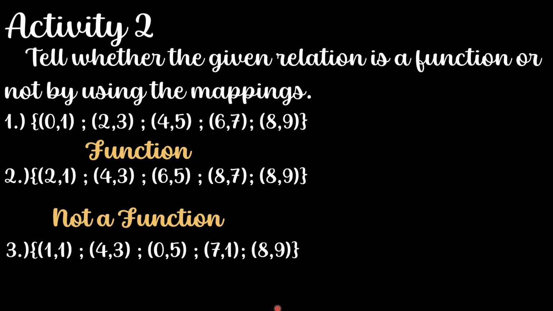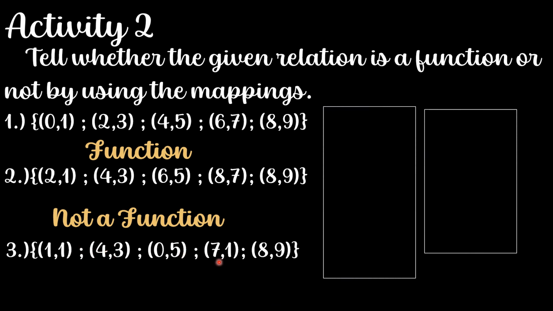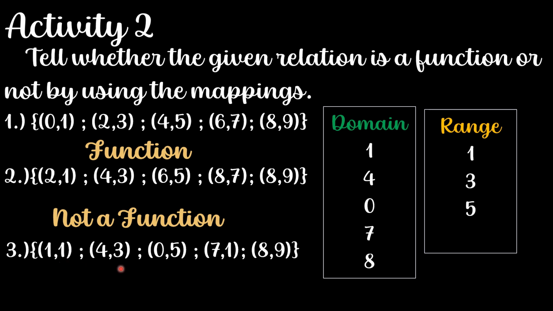We have here the relation 1 and 1, 4 and 3, 0, 5, 7, 1, 8, and 9. So let's separate the domain and the range. Our domain is 1, 4, 0, 7, and 8. While our range are 1, 3, 5. Again, 1 is already listed here. So, pwede na din siya isulat below 5 and 9. So, let's pair them. 1 is paired to 1, 4 is paired to 3, 0 is paired to 5, 7 is paired to 1, and 8 is paired to 9.